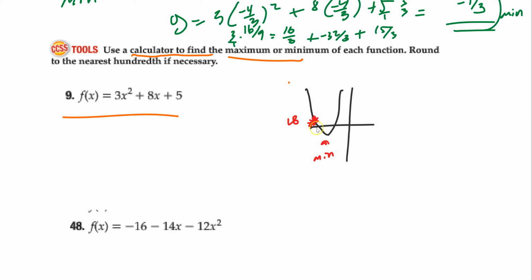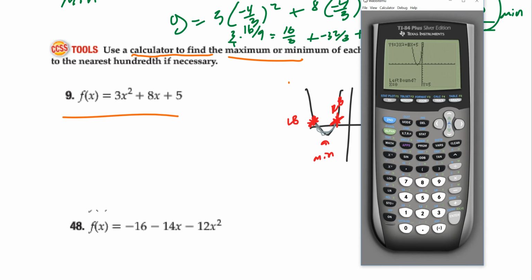So what it's going to do is search in between something. So make that the furthest left you can search. It'll ask you for a right bound. So you're going to go past the min onto the other side. You make that your right bound. And what the calculator is going to do is search in between those two values you set to find the minimum. So that's the way it works.